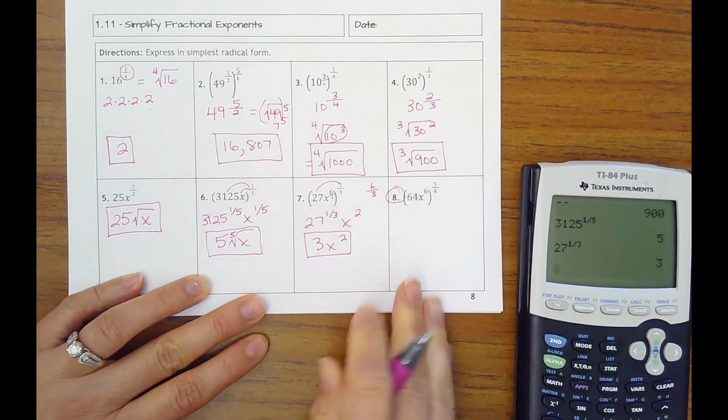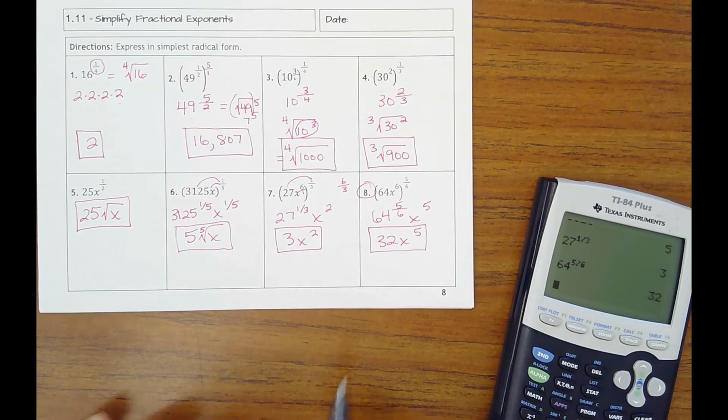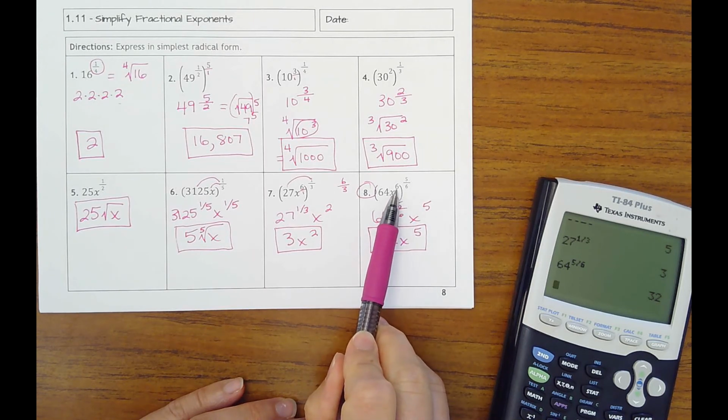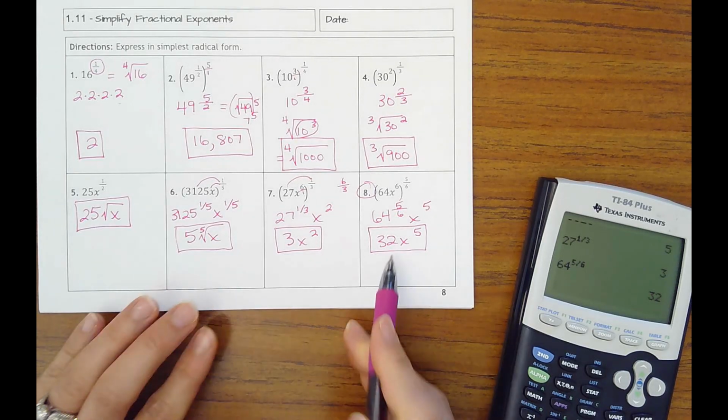Okay, last one. Why don't you pause and try it? You should get 32x to the 5th because you're getting 6 times 5 sixths, the 6s cross cancel, so it's just x to the 5th. And that's it.